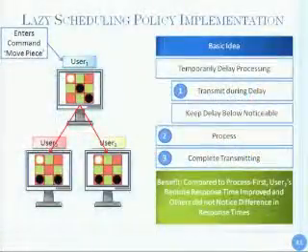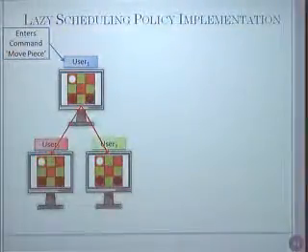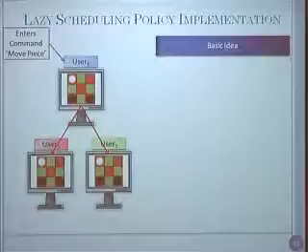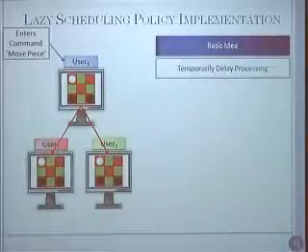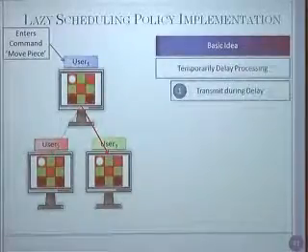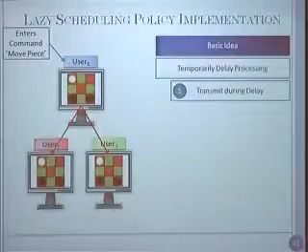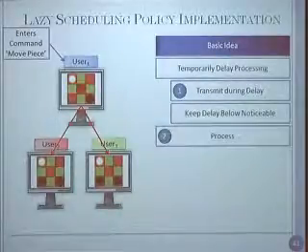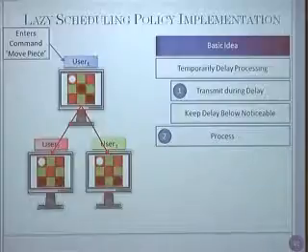So let me give you the basic implementation idea behind it. The basic idea is that the computer is going to temporarily delay processing. Okay? And during this processing delay, it's going to transmit to as many computers as it can. But as soon as it realizes that if it transmits any more, the delay will become noticeable, it stops transmitting and processes the command. Okay? And only when the command is processed does it resume any transmissions that were left.